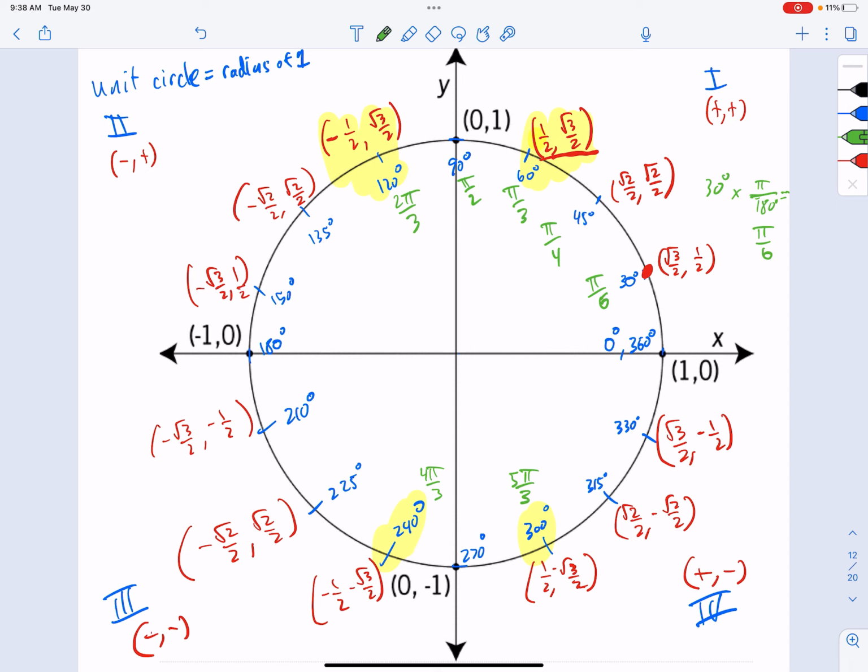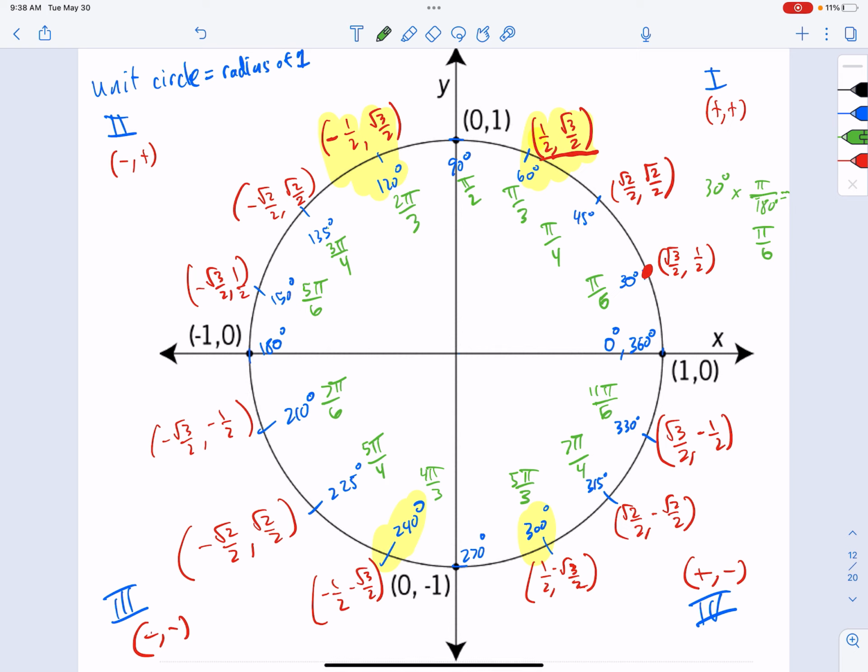Okay, and then we can keep going. I have 45 degrees and 135 degrees. Those are both going to have a denominator of 4. This one's going to have a denominator of 4. This one will have a denominator of 4. So this is 3 pi over 4, 5 pi over 4, 7 pi over 4. And then lastly, the ones that correspond with 30 degrees all have a denominator of 6. So this is 5 pi over 6, 7 pi over 6, and 11 pi over 6.